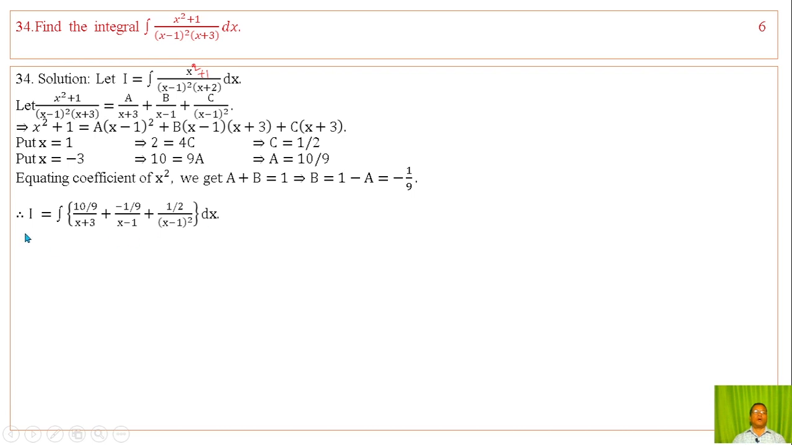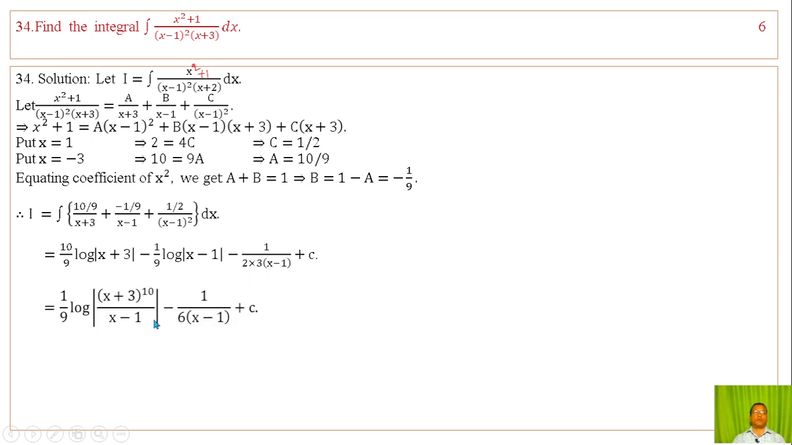Therefore I becomes 10 by 9 times the integral of 1 by x plus 3, which is log of modulus of x plus 3, minus 1 by 9 log of modulus of x minus 1, plus the third term, and then substituting the respective limits and simplifying, we get the integral equal to 0.